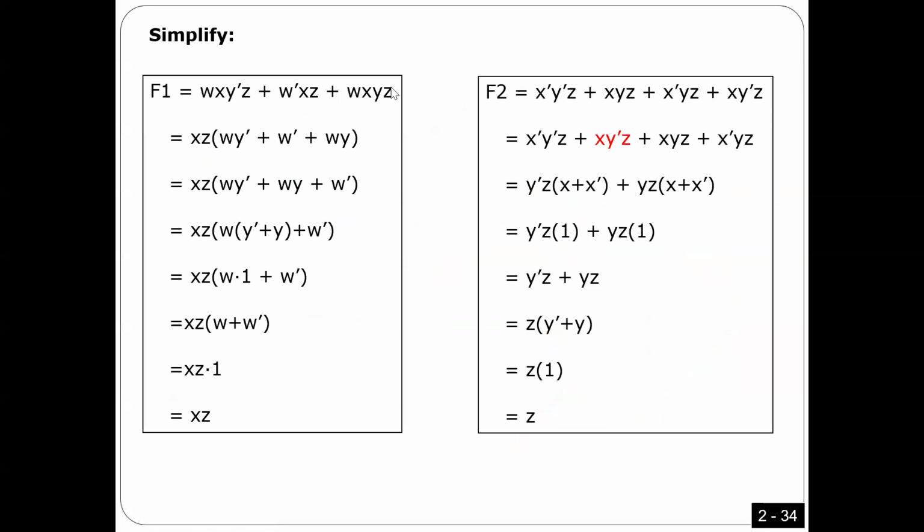I have one more example here. Again, I have an observation. I can see xz is here, xz is here, xz is here. So I can take xz as a common factor this way. Then inside, I can notice w is common, so I can take w as a common factor as you see here, and then y or y prime becomes 1. So w or 1 is w. W or w prime is 1, so the result is x.